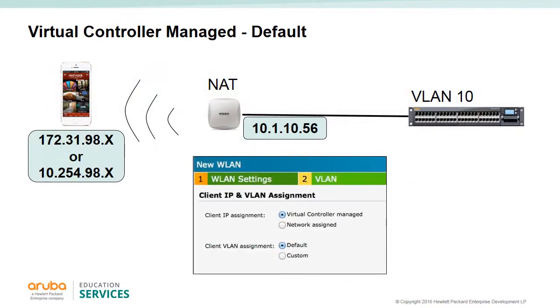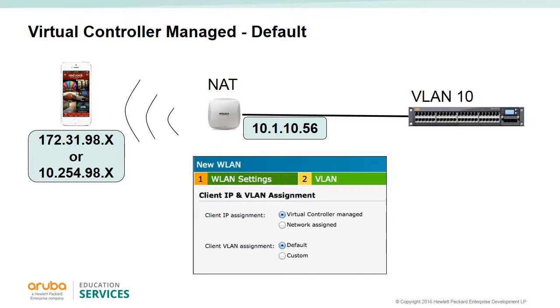If you select virtual controller assigned and the default option, then the client will receive an IP address from the IP. In this example, the IP gets a 10.1.10.56 address from the DHCP server. The IP is in VLAN 10 on the switch. The user associates to the IP and gets an IP address from the 172.31.98 subnet originating from the IP. If this subnet is in conflict with the network, then the 10.254.98 subnet will be used.